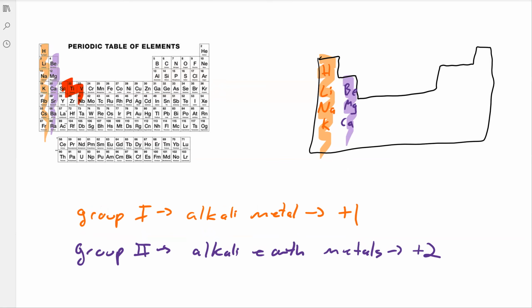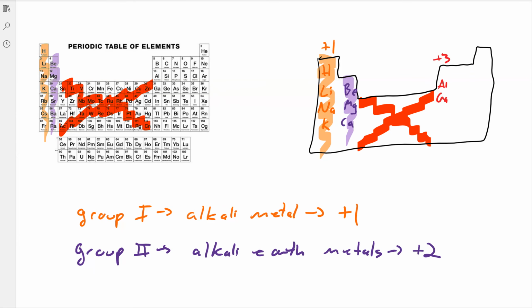Next up, we've got this big block down here. That's our transition metals. We'll touch on the periodic table a little bit later. We're just going to ignore the transition metals for now. They can have all types of charges. Then after that, we've got our group 3, which contains our boron, although boron's a little bit weird. It's mostly just talking about aluminum and gallium here. And they're going to have charges of +3, right? So +1, +2, and then +3.